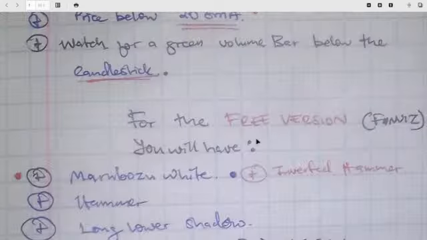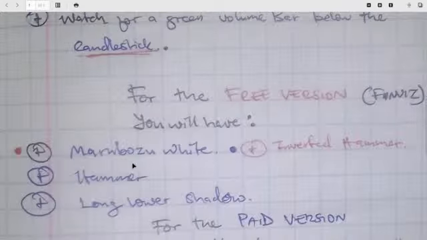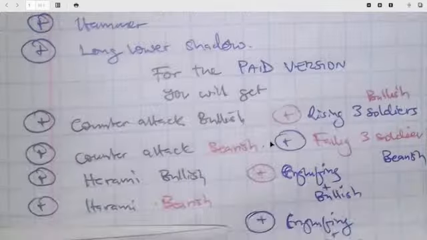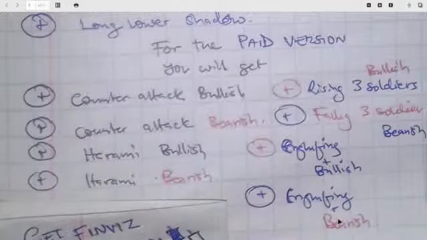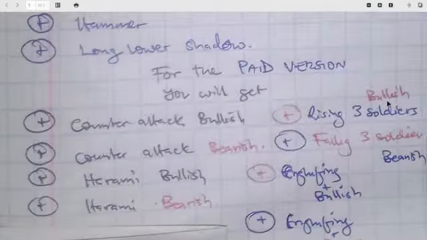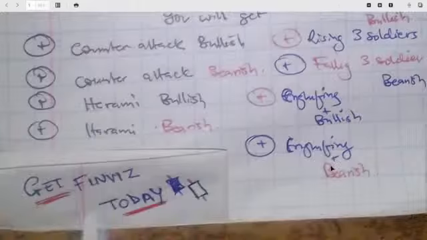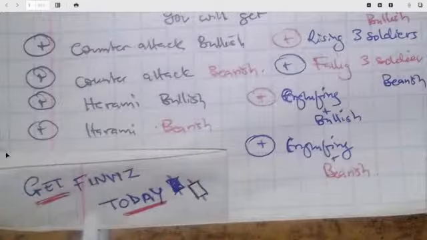For the free version, you have the marubozu white, the hammer, the long lower shadow, and the inverted hammer. For the paid version, you get the bullish counter attack, the bearish counter attack, the bullish harami, the bearish harami, the bullish engulfing, the bearish engulfing, the three rising soldiers, which is bullish, and the three falling soldiers, which is bearish. So get Finviz today.